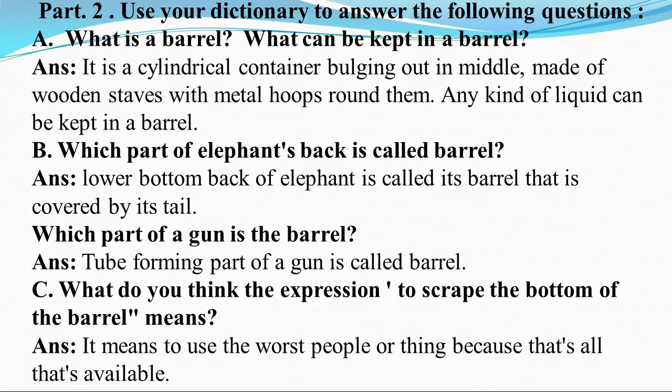And the second part is, barrel is also used non-literally, as for example in, she had fearful laceration on the barrel of her back, paragraph 1. What part of the elephant's back is the barrel, and what part of a gun is the barrel? Here are 2 questions. Answer to one question is, the lower bottom back of the elephant is called its barrel, that is covered by its tail. And answer to the second one is, the tube forming part of a gun is called the barrel.